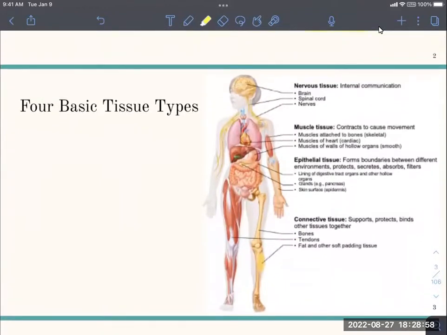So these types of tissues are found throughout our entire body. Our nervous tissue is found in our brain, our spinal cord, our nerves. Muscle tissue causes some kind of movement, whether we have control over it, like skeletal muscle, or we do not, like our heart, like smooth muscle that's found in hollow organs. Our epithelial tissue tends to form some kind of boundary. And then we have connective tissues. They help to support and protect our systems.